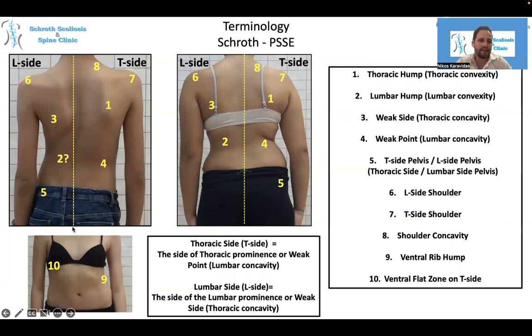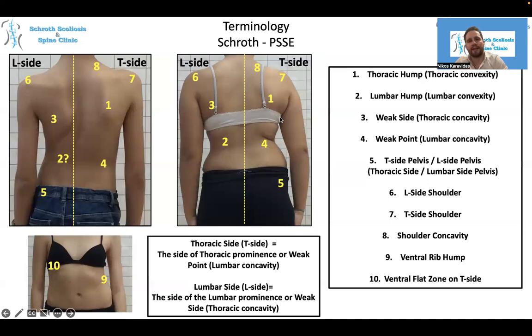So when we divide the patient's body into the middle, so into left and right side, we have the thoracic side to be the side of the thoracic hump or the thoracic prominence, and the lumbar side to be the side of the lumbar hump.